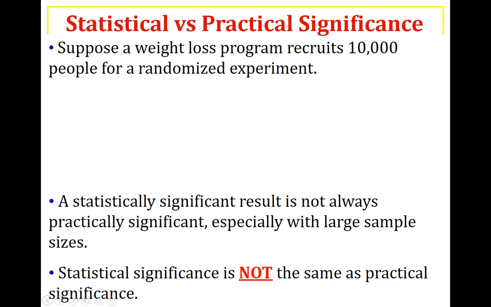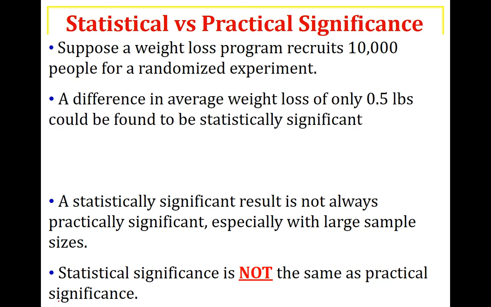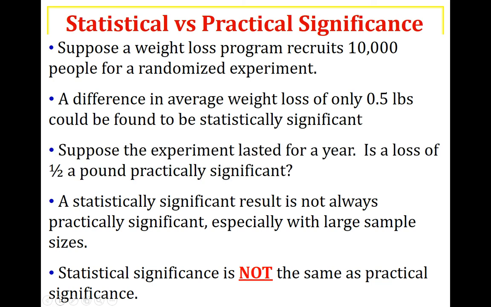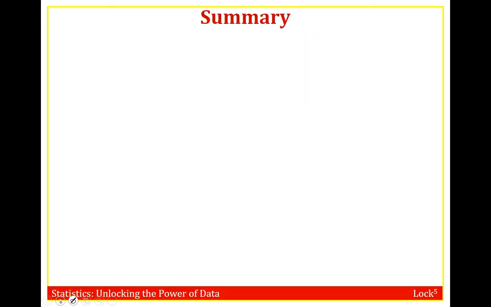Suppose a weight loss program recruits 10,000 people for a randomized experiment. A difference in average weight loss of only 0.5 pounds could be found to be statistically significant. But suppose the experiment lasted for a year. Is a loss of half a pound practically significant? Well, no. Statistically and practically are not the same thing. If you tell somebody that statistically you could lose half a pound, that might be a big deal to them. But if you say in practicality it's going to take over a year to do that, probably not a lot of people are going to be swayed.